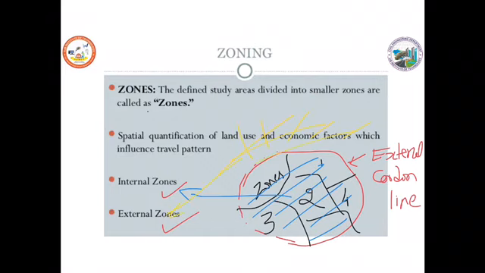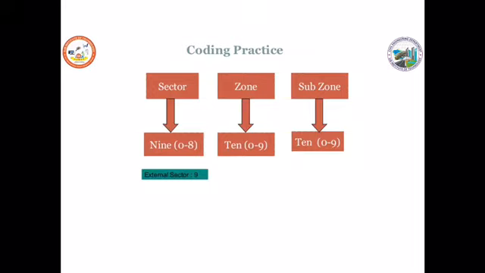So now the entire area is divided into zones. When we collect the data and then analyze it, we will have confusions, especially when we are handling too many data. When the amount of data we have collected is too large, confusion is likely to occur about which data belongs to which zone. So to avoid such confusion, we follow some coding practices.